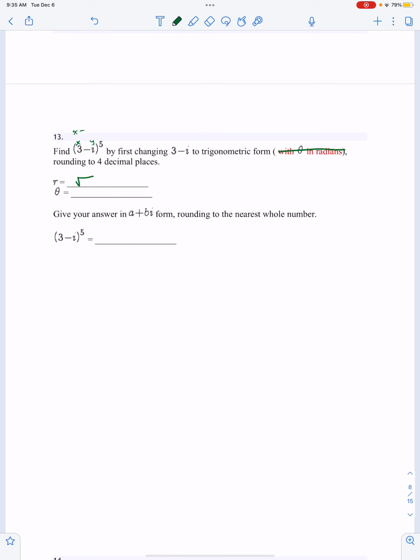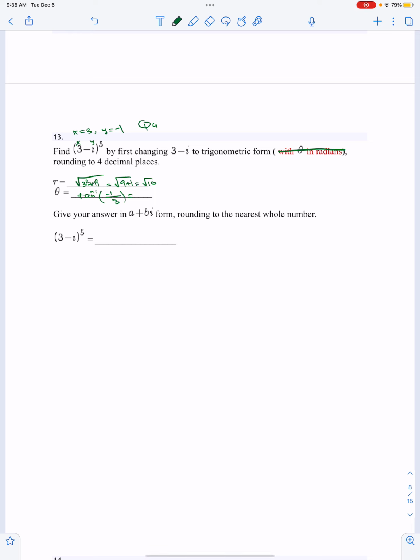so x is equal to 3 and y is equal to -1. And this is going to be in the fourth quadrant, so that is important. Okay. Now, we're going to have r equals 3 squared plus -1 squared, which is +1 anyways, so square root of 9 plus 1, which is square root of 10. And then theta is the inverse tangent of -1/3.